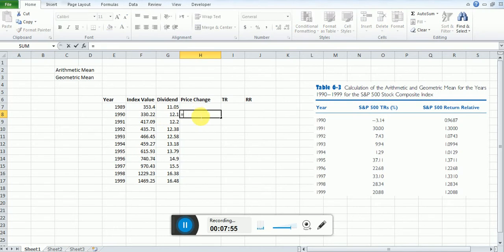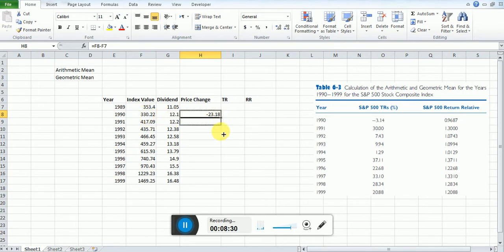So equal sign from 1990 subtract the value of 1989. So this will give you the price change. Dear students, the price change may be either positive or negative. If there is appreciation, then we have a negative value, positive value if there is depreciation. As you can observe, we have depreciation, so that is why the price change is negative. It means here in 1990 there is a loss.